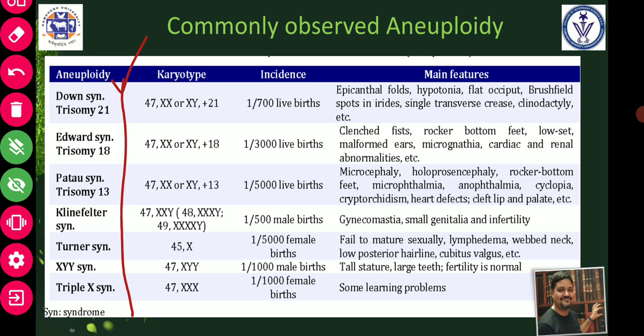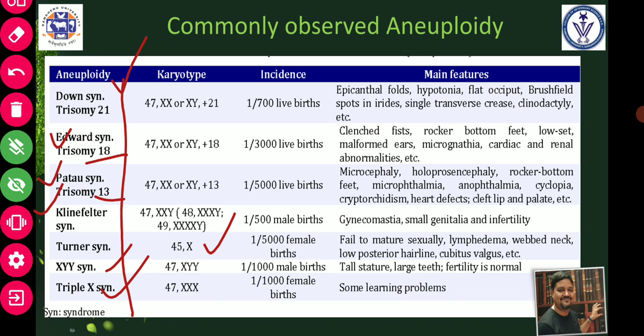Here you can see Down syndrome, where there is trisomy of the 21st chromosome; Edwards syndrome, trisomy of chromosome 18; then Patau syndrome, trisomy of chromosome 13; Klinefelter syndrome, which is trisomy of sex chromosome X; then Turner syndrome, where there is lack of one X chromosome; then XYY syndrome, extra Y chromosome; then triple X syndrome. So these are the aneuploids which are commonly observed in humans.